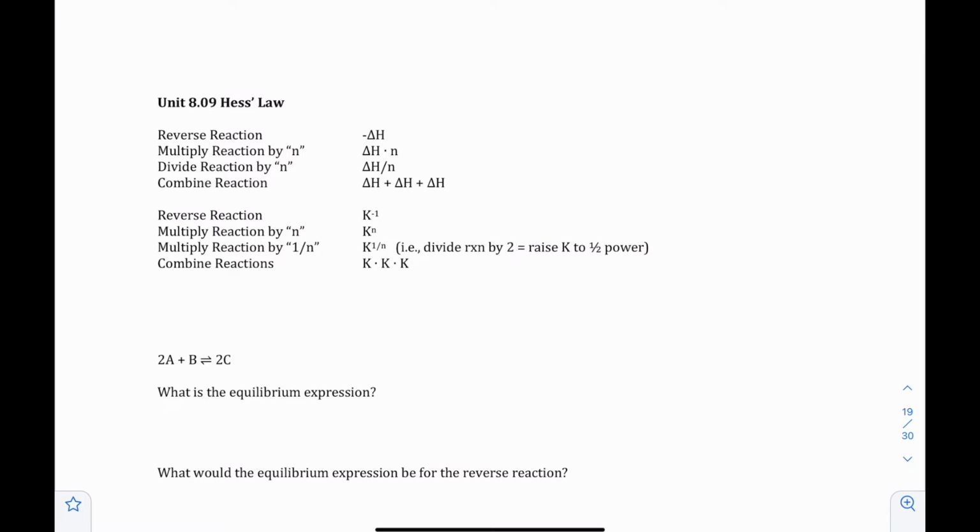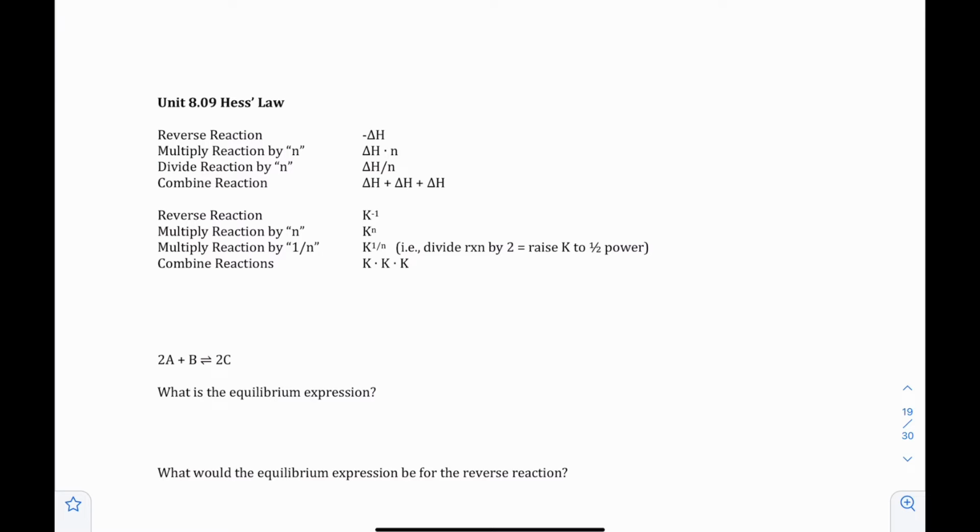When we went over Hess's law before, the goal was to combine several reaction steps into one overall reaction and to calculate the change in enthalpy or heat for that overall reaction. The rules for manipulating reaction steps were: if you reverse the reaction, you had to change the sign of delta H. If you multiplied the reaction by some number, you multiplied delta H by that number.